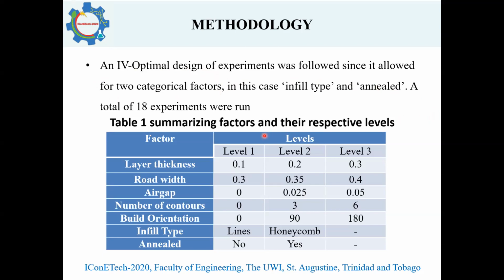The continuous factors just mean that we could represent them from 0 to 1. So for example, the layer thickness could be a value from 0 to whatever we specify: road width, air gap, number of contours, build orientation. The categorical factors can't be expressed in a meaningful way numerically. So for example, the infill type, you just have to pick from one of the lists. Same for annealing. It's either the part is annealed or it's not annealed.